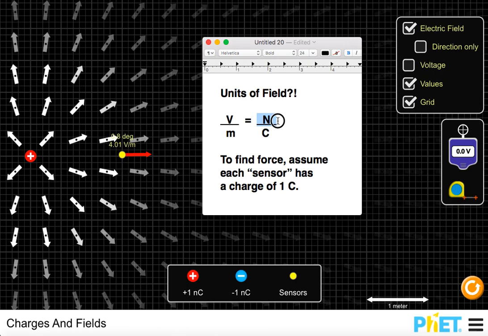So if we're dealing with a force field, we'll always see units of newtons per something that either has charge or mass, like newtons per coulomb or newtons per kilogram in the case of gravitational field. So if we want to think about each of these numbers as a force, we need to assume that each sensor has a charge of 1 coulomb and say, okay, what will that charge of 1 coulomb be experiencing?